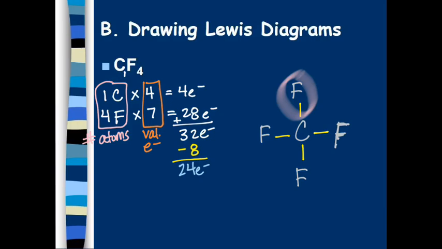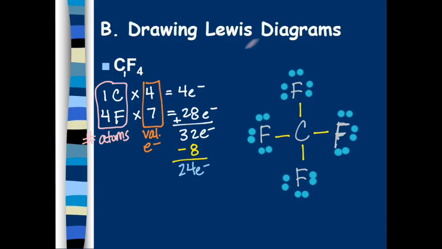We're going to distribute the remaining ones as dots. Again, keep it looking symmetrical the best that you can. And we're going to distribute. Always distribute 2 dots at a time. 2, 4, 6, 8, 10, 12, 14, 16, 18, 20, 22, 24. I have just distributed the remaining 24 electrons.